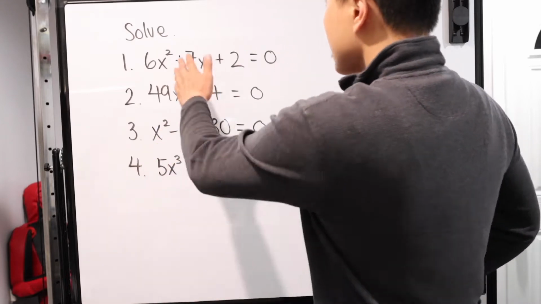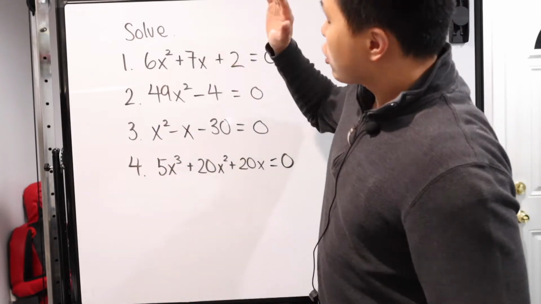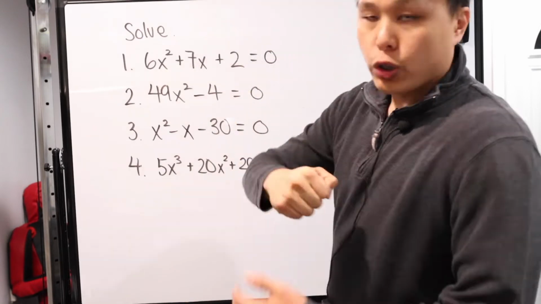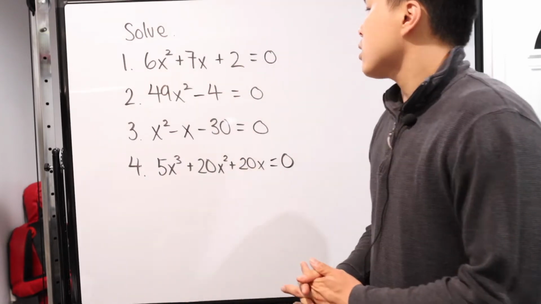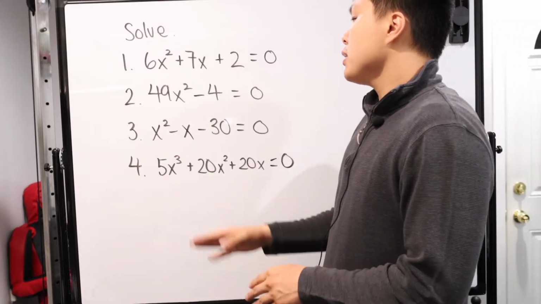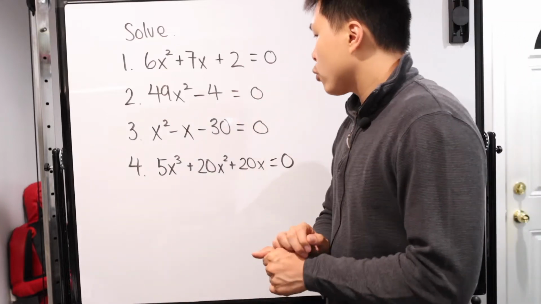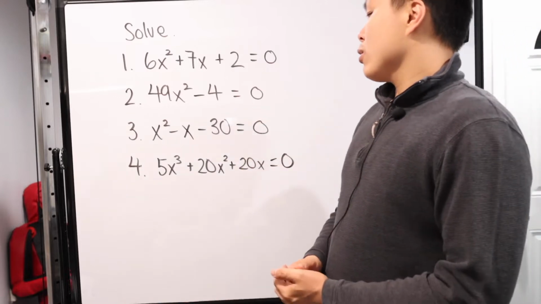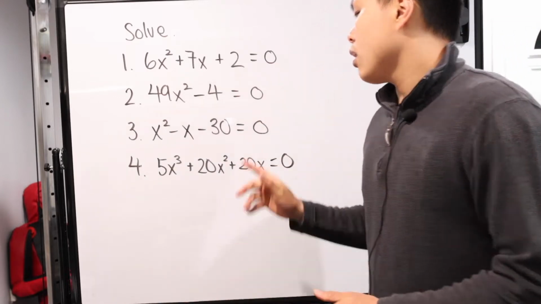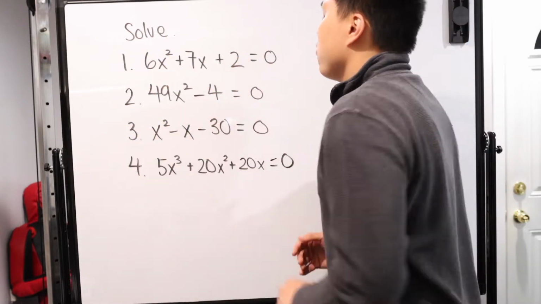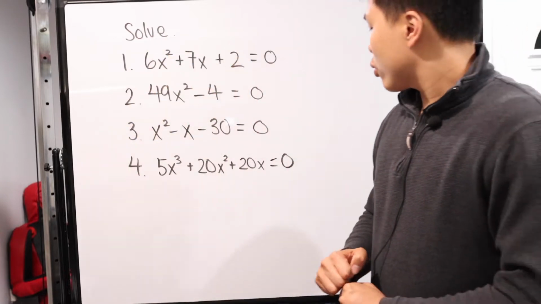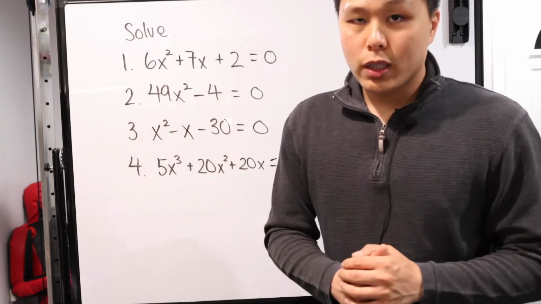All right, so there are 4 of them. First and foremost, we're all just trying to solve it, right? The first one is going to be 6x squared plus 7x plus 2 equals 0. Second one is going to be 49x squared minus 4 equals 0. The third one, x squared minus x minus 30 equals 0. And the last one, the scariest one, we have 5x cubed plus 20x squared plus 20x equals 0.